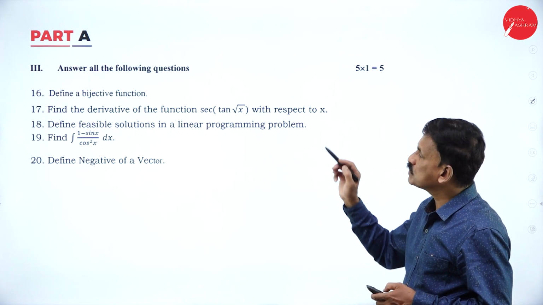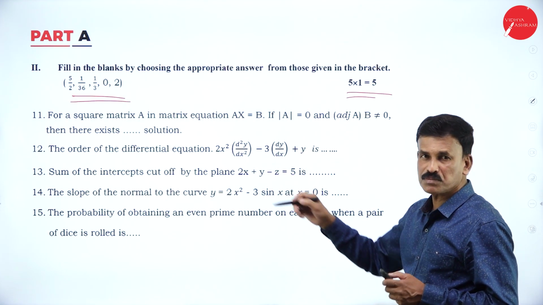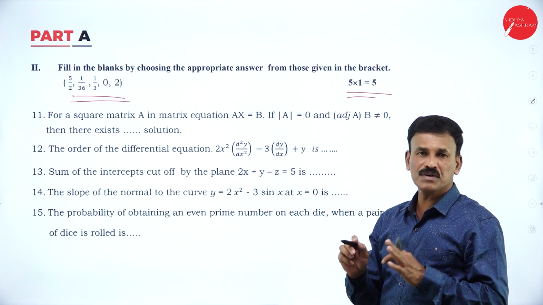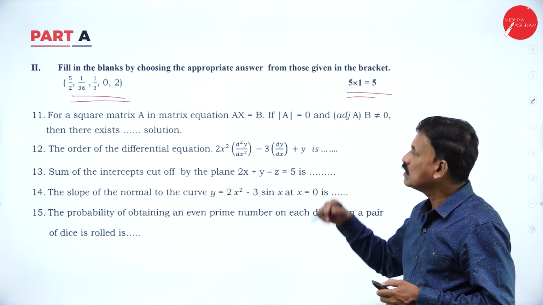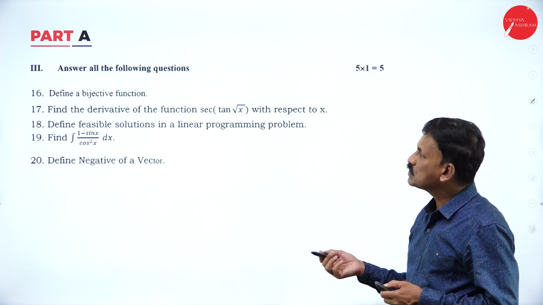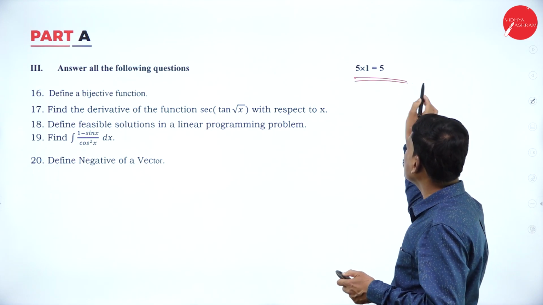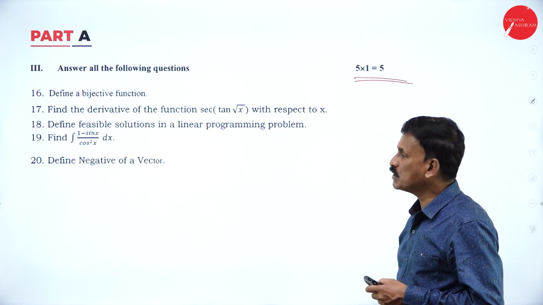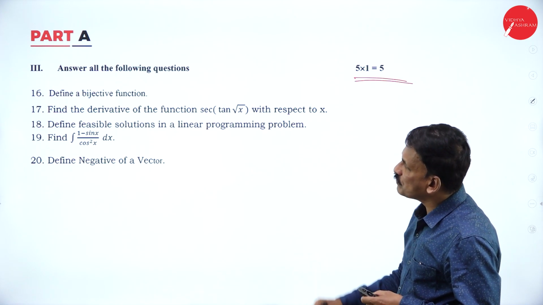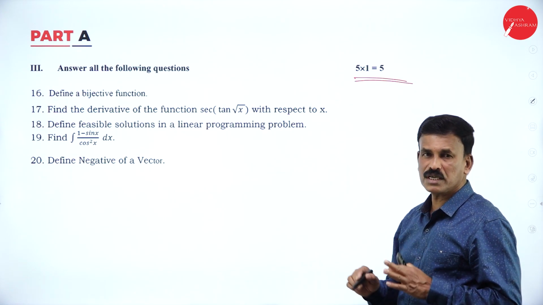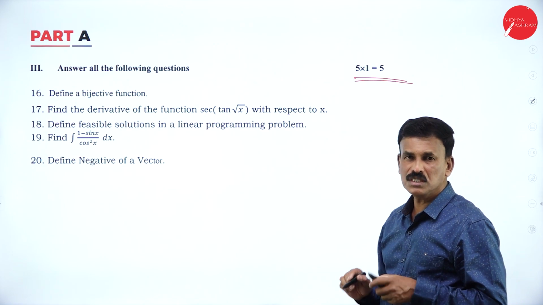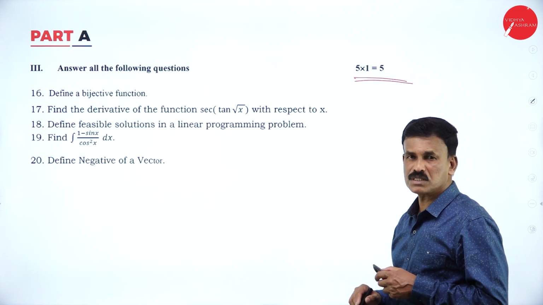Whereas the first part and second part must be answered continuously in the first 2 pages of the answer sheet. If you go to the third one, here: answer the following questions. Here all are 1 mark, very short answer questions. Each question carries 1 mark, no choice for this. Answer all the 5 questions. So this is how you will get 20 marks from this without any risk. Very easy to get 20 marks from this part.